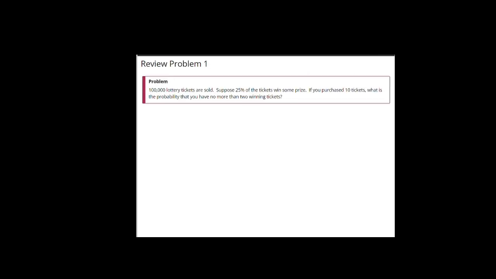Here's review question 1. 100,000 lottery tickets are sold. 25% of the tickets win some sort of prize. Overwhelmed by optimism, you purchase 10 tickets in total, thinking to yourself that you probably have 4 winning tickets. What's the probability that you have no more than 2 winning tickets? That is, either 0 or 1 or 2. Pause for a moment and work this out. Proceed when you're ready to check your solution.